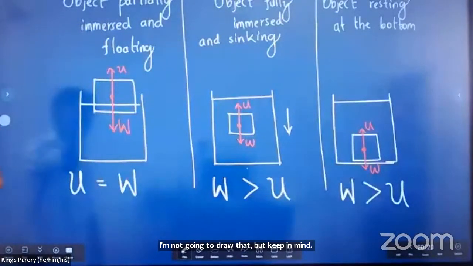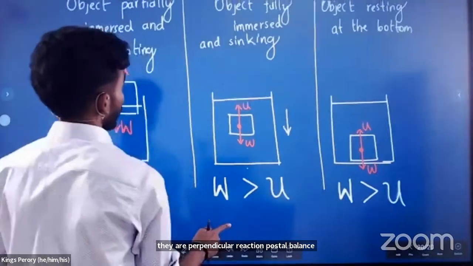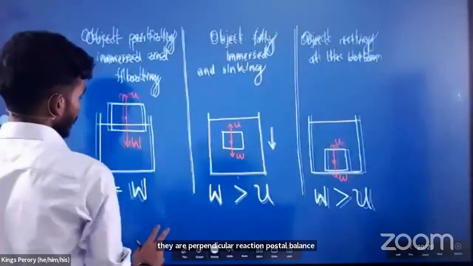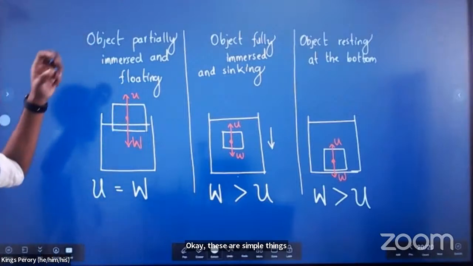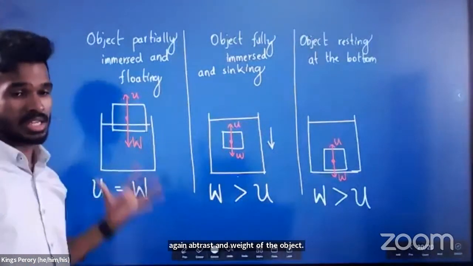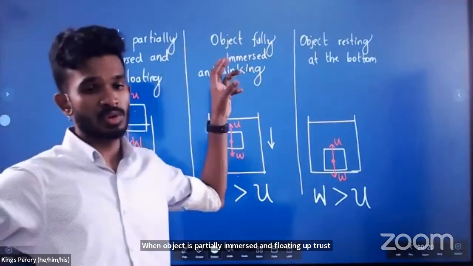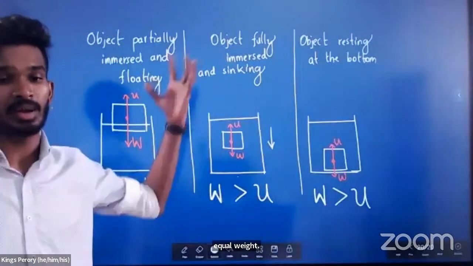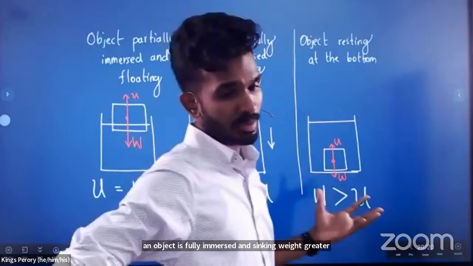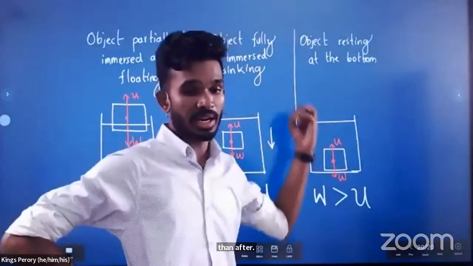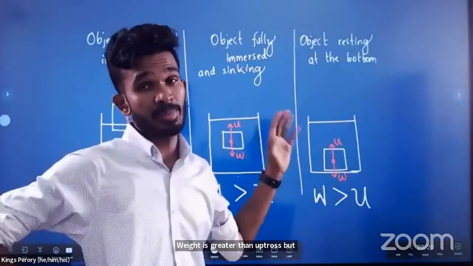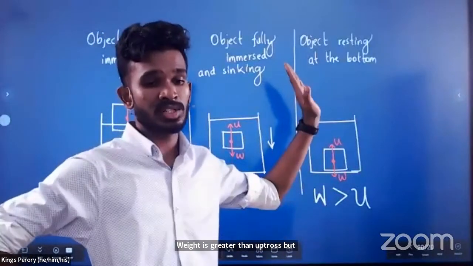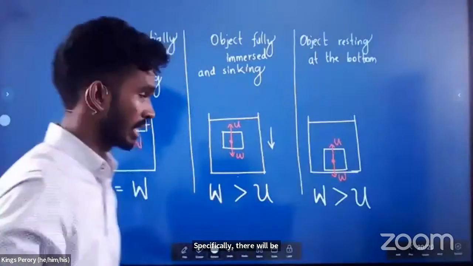Sorry, I'm not going to draw that, but keep in mind, the perpendicular reaction force will balance. Okay, these are simple things. Again, upthrust and weight of the object. When the object is partially immersed and floating, upthrust equals weight. When the object is fully immersed and sinking, weight is greater than upthrust. When the object is resting at the bottom, weight is greater than upthrust, but specifically, there will be a perpendicular reaction force there to balance it. That's it.